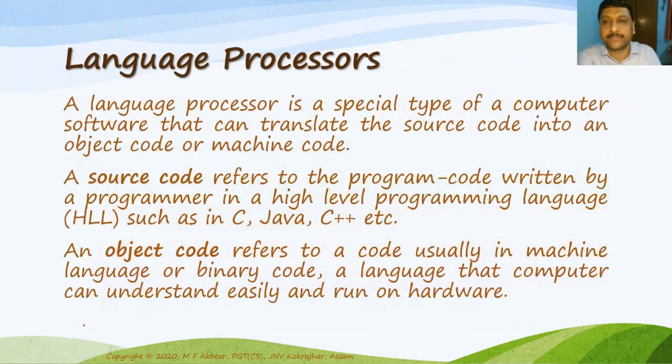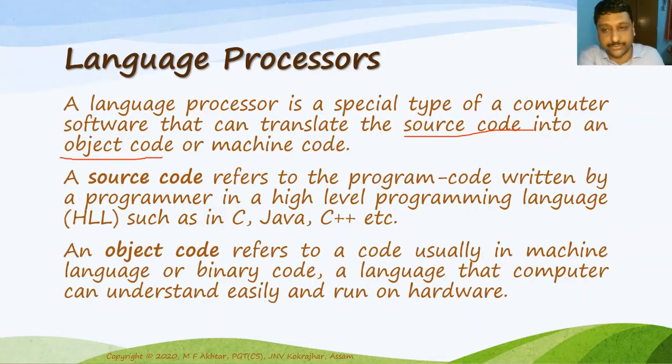So now come to language processor. This is also a system software, and it is a special type of computer software that can translate the source code into an object code or machine code. Now there are two terms, source code and object code. First we have to understand source code and object code. Then we can understand the purpose of language processor.